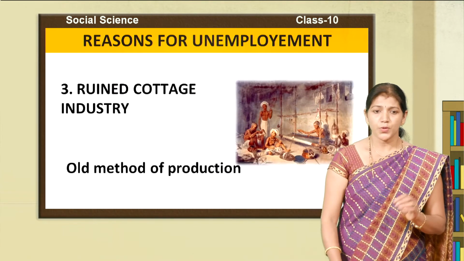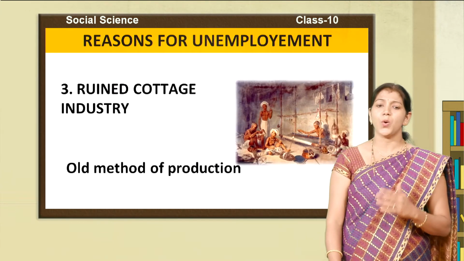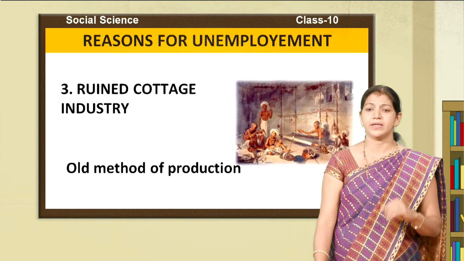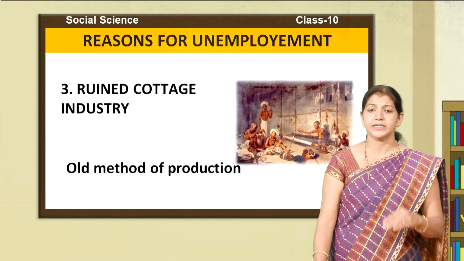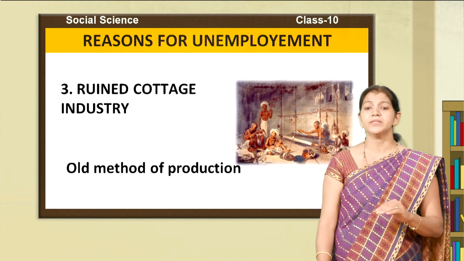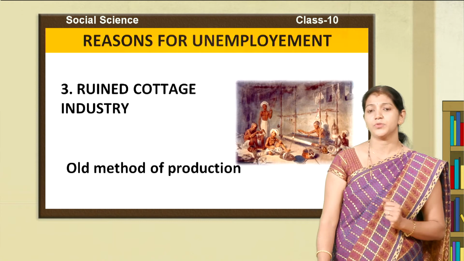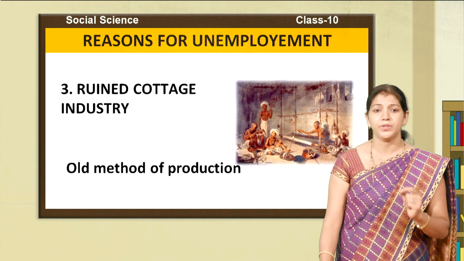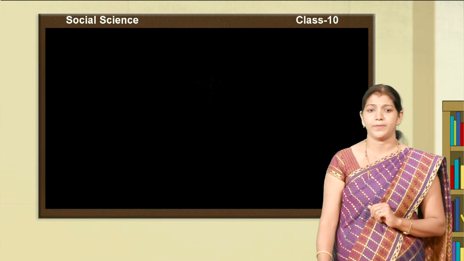In cottage and small scale industry, the people use old methods of production. That product does not get an international market. So, that is also the main reason that cottage and small scale industries are closed. The people are facing the problem of unemployment. So, the ruined cottage industry is one of the main reasons for unemployment.